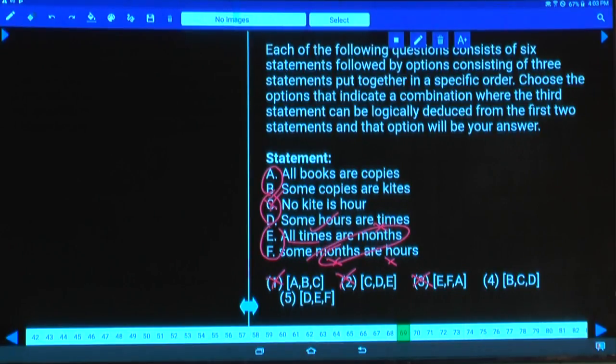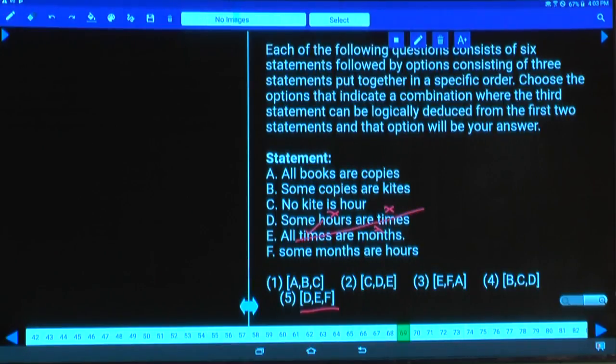Then coming to choice 4, B, C and D. In this B, C and D, there is one negative statement, hence cannot be drawn, because an affirmative conclusion cannot be drawn. Then choice 5 is your answer. What is choice 5 here? D, E and F. Now if you combine these two, this is cross and cross, this is tick and cross, and what is the middle term here?